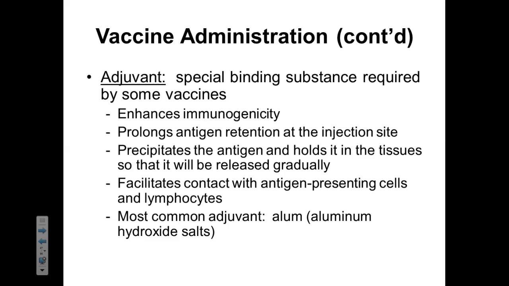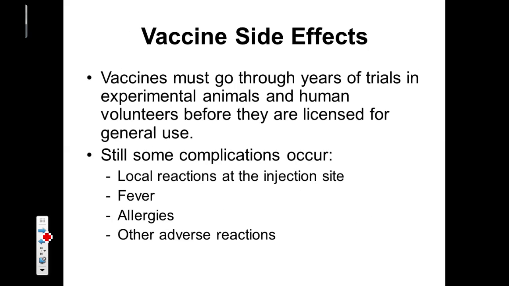The most common adjuvant used currently is aluminum hydroxide salts, aka alum, which is also used to make excellent meringues, for those of you who are interested in making a meringue or a banana cream pie.